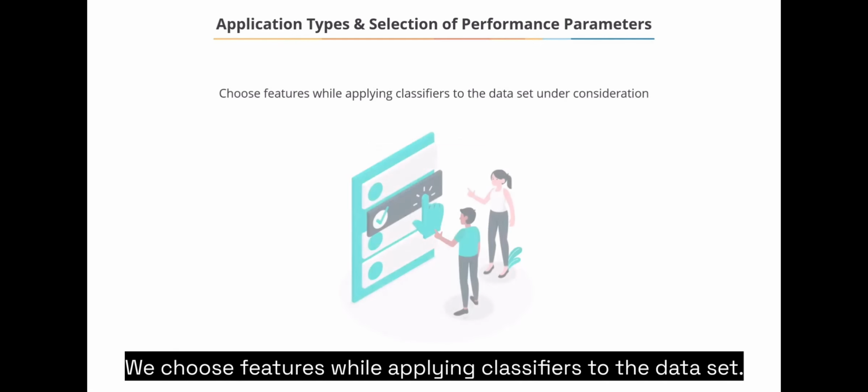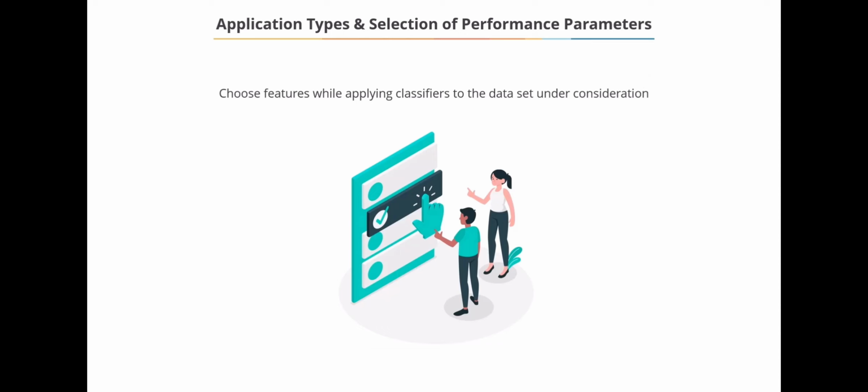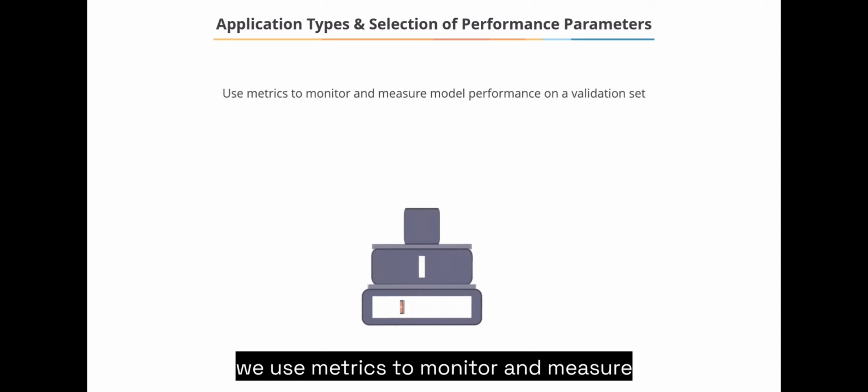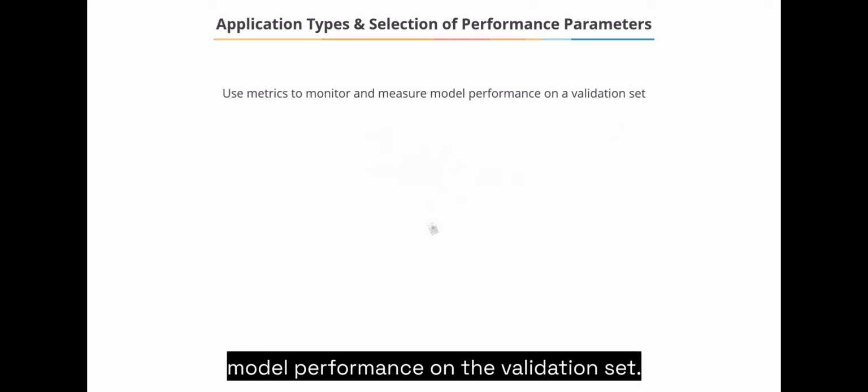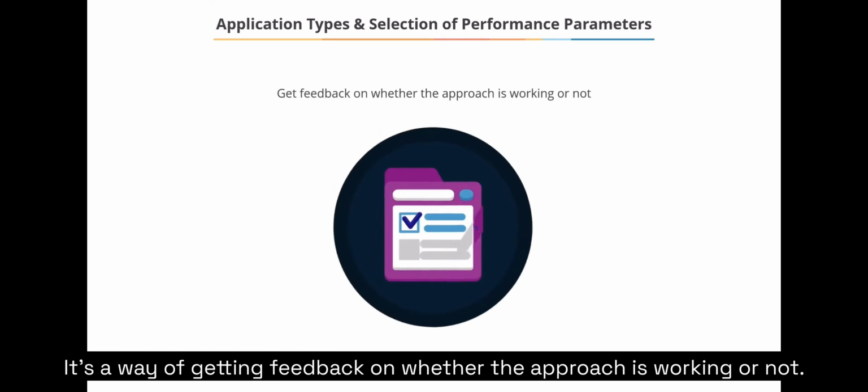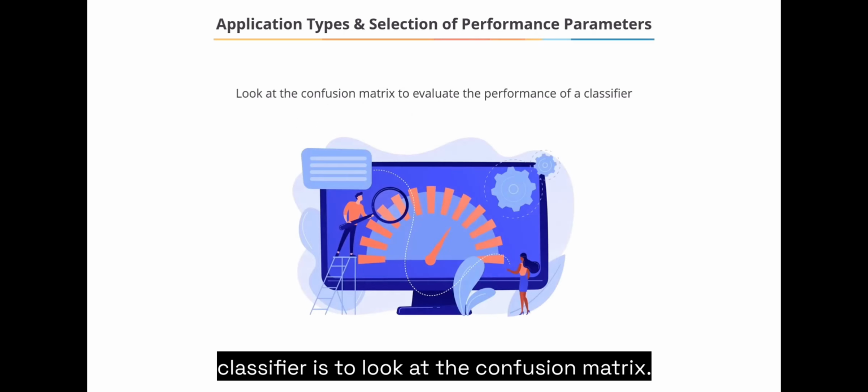We choose features while applying classifiers to the data set under consideration. We use metrics to monitor and measure model performance on the validation set. It's a way of getting feedback on whether the approach is working or not. One way to evaluate the performance of a classifier is to look at the confusion matrix.